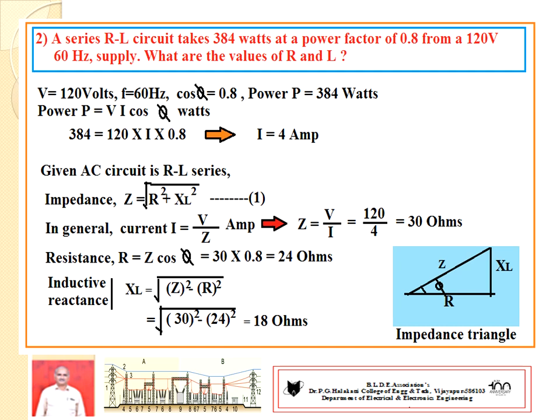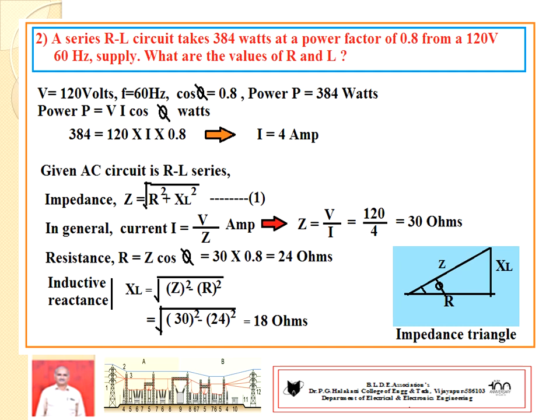Once again, RMS value of voltage is given, frequency is given, and power is given. Power is given 384 watts and power factor is given 0.8. Hence, once the power is given, you write down the power expressions. Power equal to VI cos phi, power equal to I square into R, power equal to V square by R.